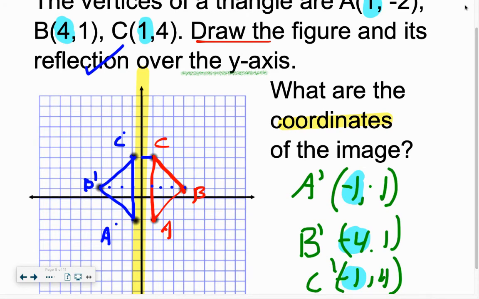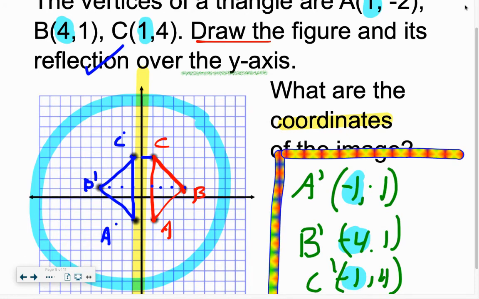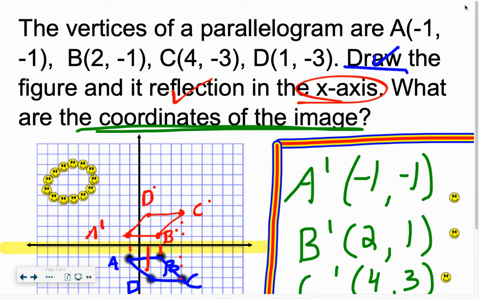If it doesn't say draw the image or reflection, if it just says give the coordinates, I don't need to see any of this. You can jump straight to your final answer here with the coordinates. You are always welcome, though, to grab your graph paper and draw in the reflection. But if you see that little flip, you can do that, especially on a standardized test. It saves time. Jumping back one, we see the same thing happened here when we reflected over the x-axis.